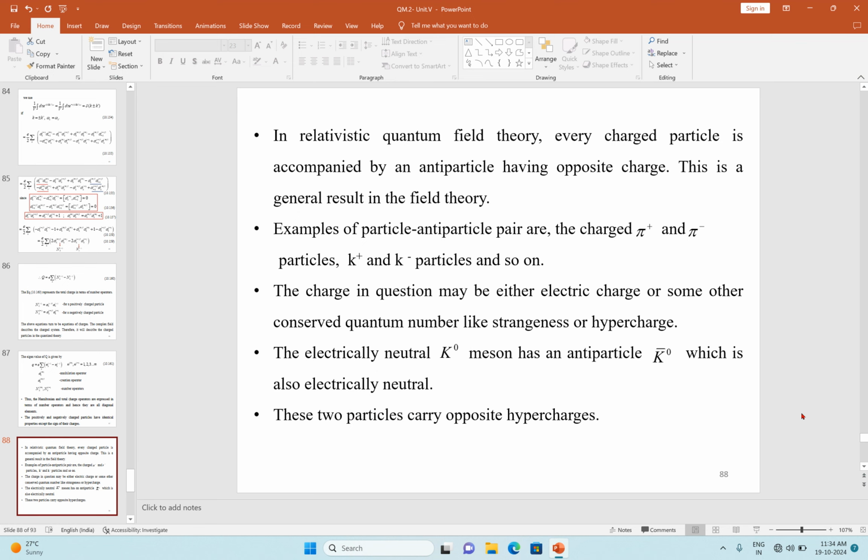So in this session we have quantized the total charged particles. We have used field equations, field operators, field functions. And with this unit 5 we are going to end quantum mechanics 2.